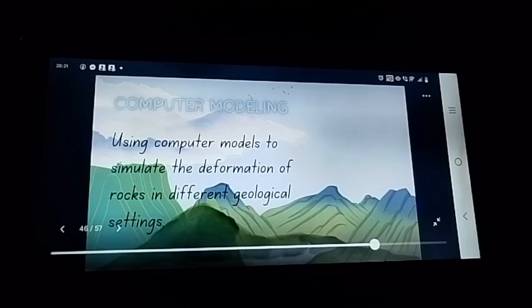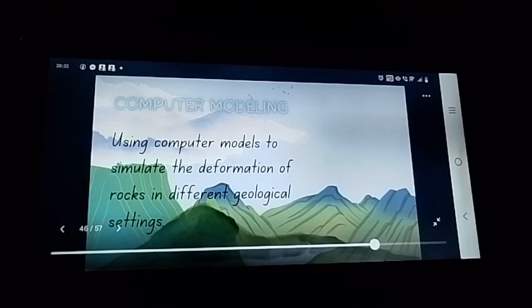Third, computer modeling. Using computer models to simulate the deformation of rocks in different geological settings. Imagine a virtual world where you can build mountains, create earthquakes, and watch how the Earth's crust reacts. That's computer modeling in action. Computer modeling allows geologists to simulate the deformation of rocks in different geological settings. They use computer programs to create virtual models of the Earth's crust, incorporating data from field observations, laboratory experiments, and other sources. Here's how computer modeling helps us understand rock deformation.